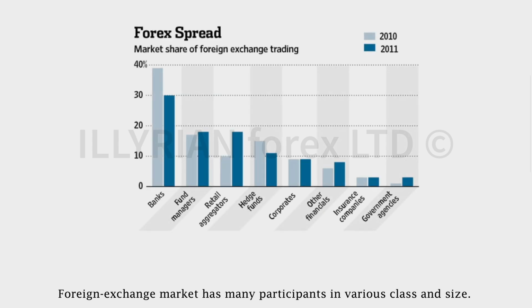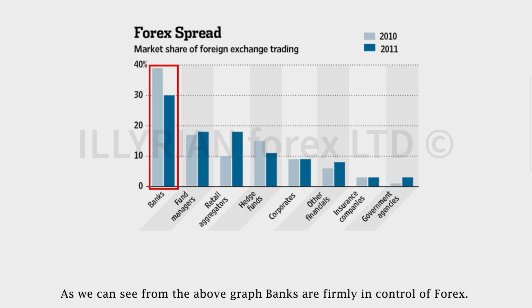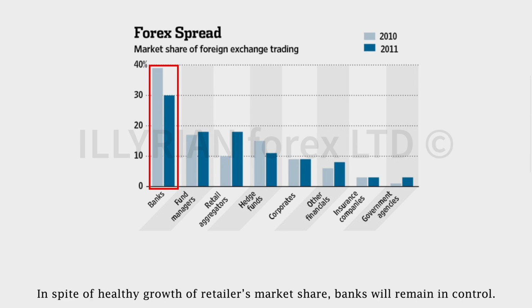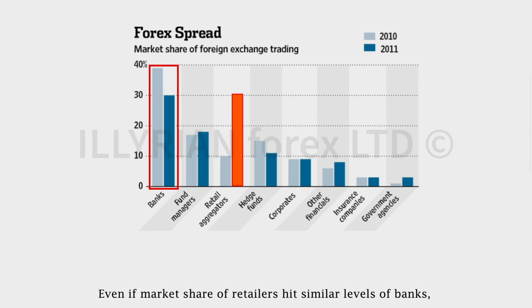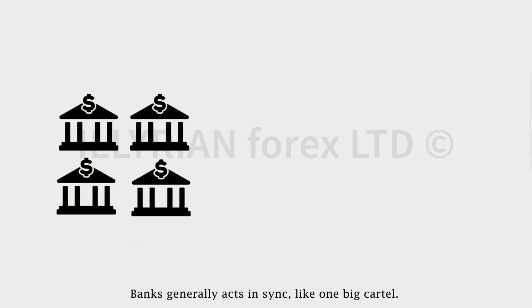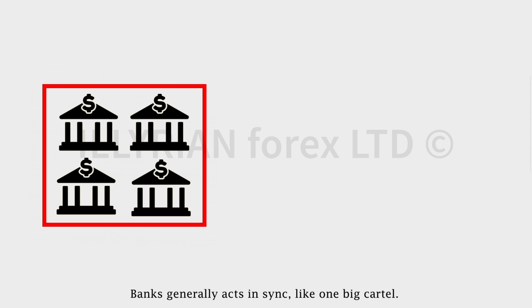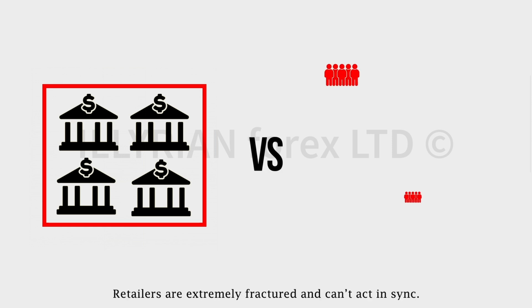The foreign exchange market has many participants in various classes and sizes. As we can see from the above graph, banks are firmly in control of forex. In spite of healthy growth of retailers' market share, banks will remain in control. Even if the market share of retailers hits similar levels to banks, they will still be in control. Banks generally act in sync, like one big cartel. Many funds and insurance companies are extensions of the banks. Retailers are extremely fractured and can't act in sync.